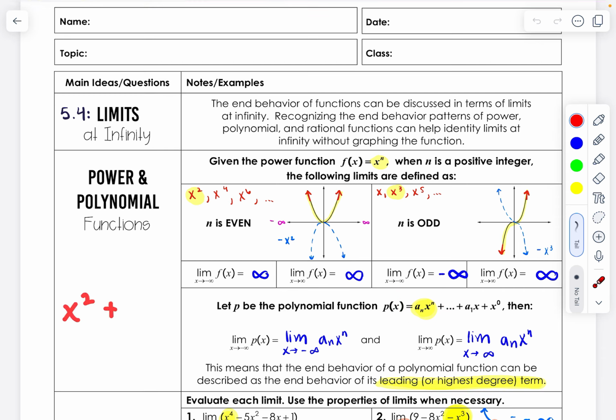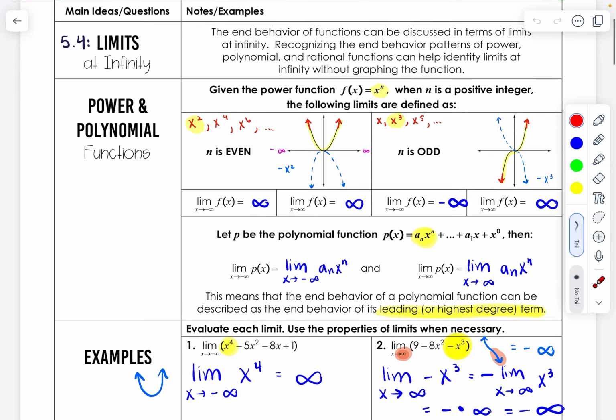Because if you think about a polynomial like this, that's a quadratic. That's opening up. So as x approaches negative infinity and goes to the left forever, the function is going up forever, so it's approaching positive infinity. It doesn't matter that there's a plus x there or a plus 1 there. So basically, when we have a long polynomial, we only have to look at the leading term, the highest degree term, to figure out the end behavior.